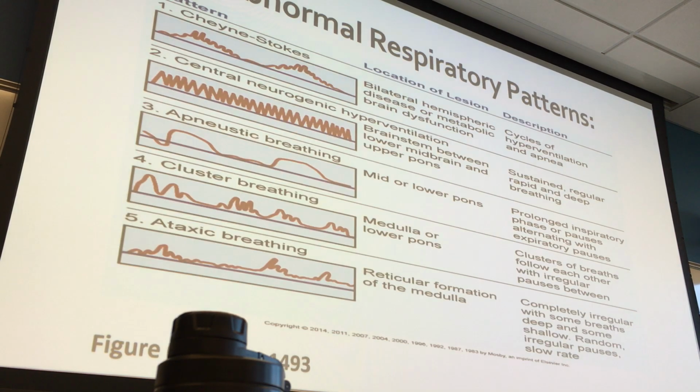I think I've got a picture up here, right on top, cycles of hyperventilation and apnea, okay? It's important that you understand what Cheyne-Stokes is. The others are just kind of gravy, but it's important that you know that one.